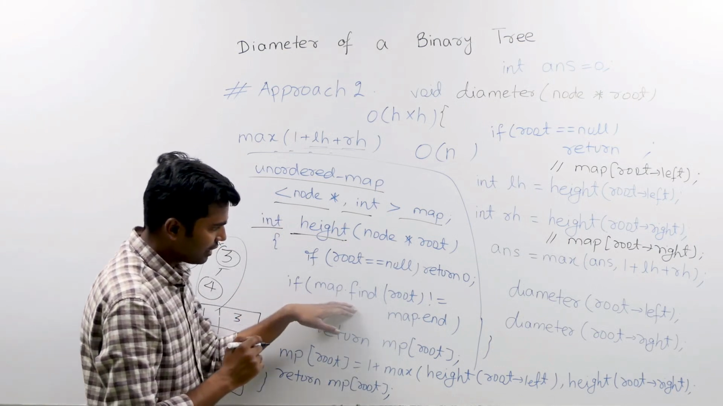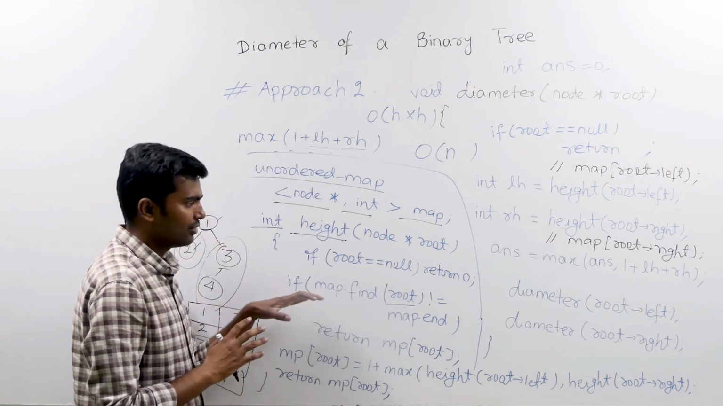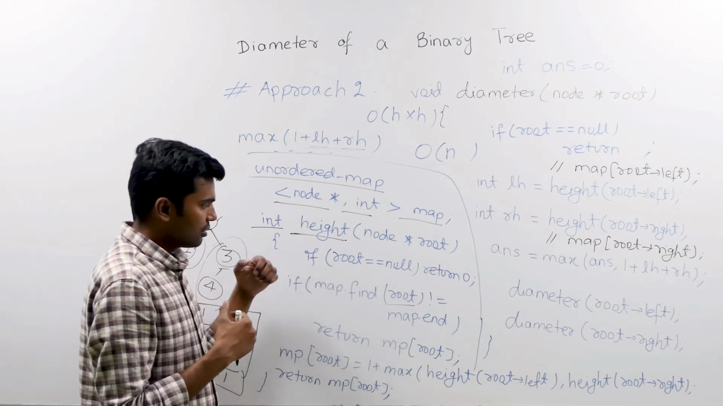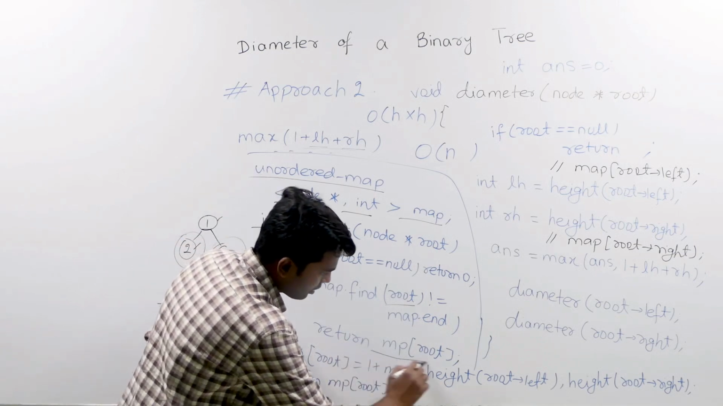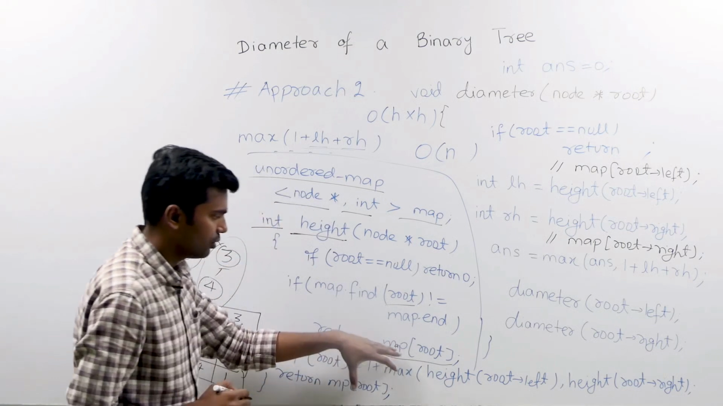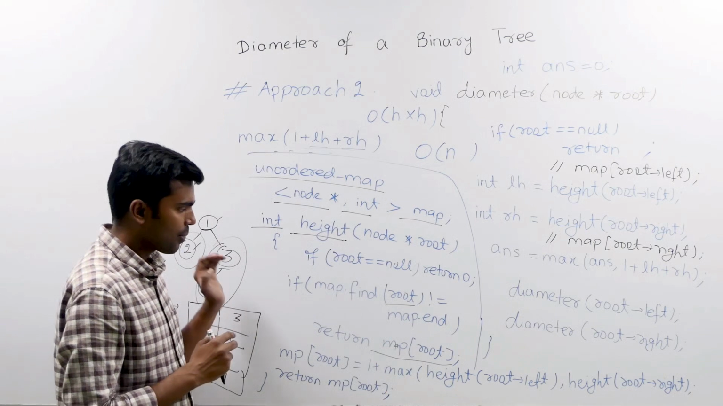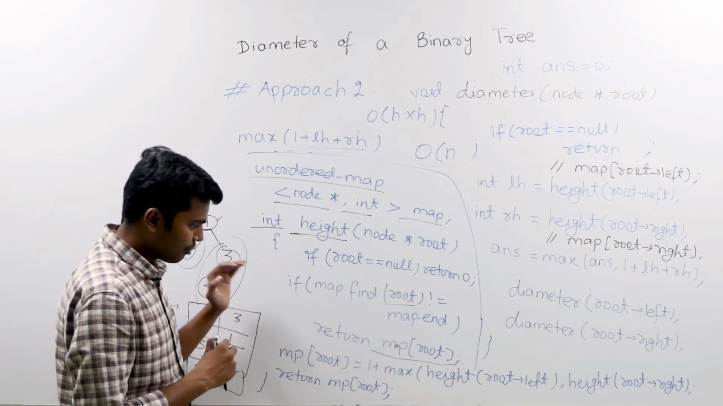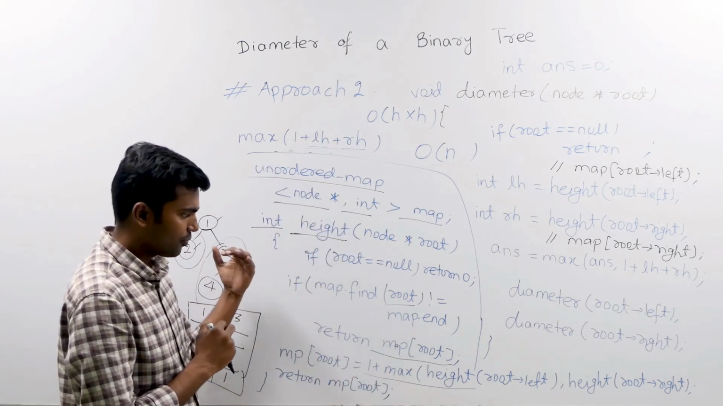So here I'm simply finding the height of root. If it is already in the map, that means we have already calculated the height of that node, so we don't need to calculate the height for that node again. I'll simply return the value stored in the map. So sorry, here it would be map. Okay, so we are not calculating the same thing again and again. And if it has not been calculated before, then I'll simply calculate the height of that node like this.